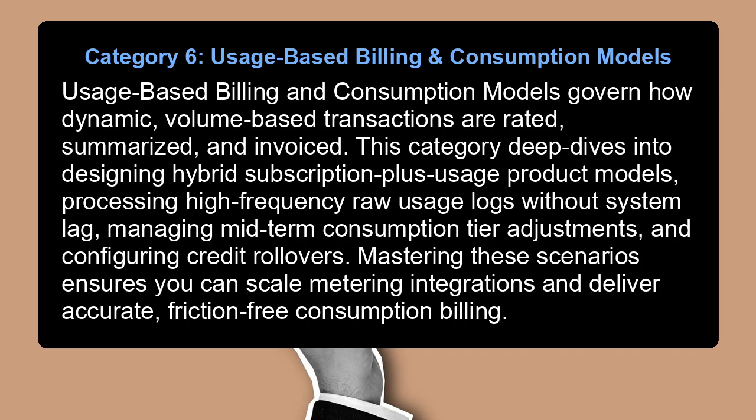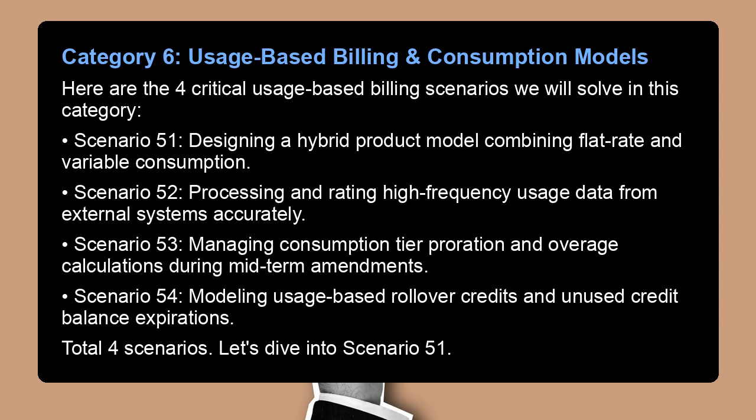Usage-based billing and consumption models govern how dynamic, volume-based transactions are rated, summarized, and invoiced. This category deep dives into designing hybrid subscription plus usage product models, processing high-frequency raw usage logs without system lag, managing mid-term consumption tier adjustments, and configuring credit rollovers. Mastering these scenarios ensures you can scale metering integrations and deliver accurate, friction-free consumption billing.